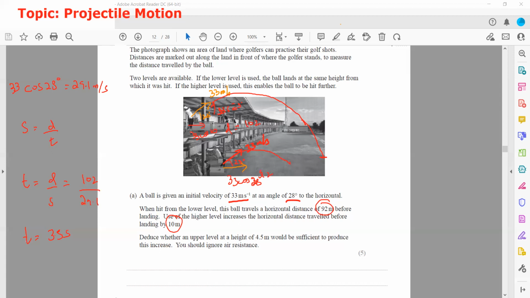So we want to find now from what height it must be launched so that it can cover 102 meters. We'll use the equation of motion s equals ut plus half at squared.